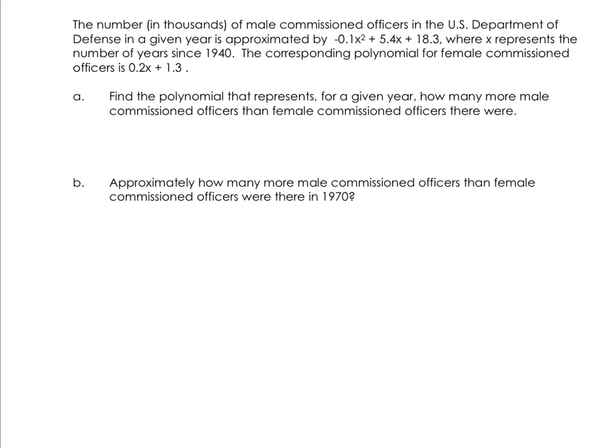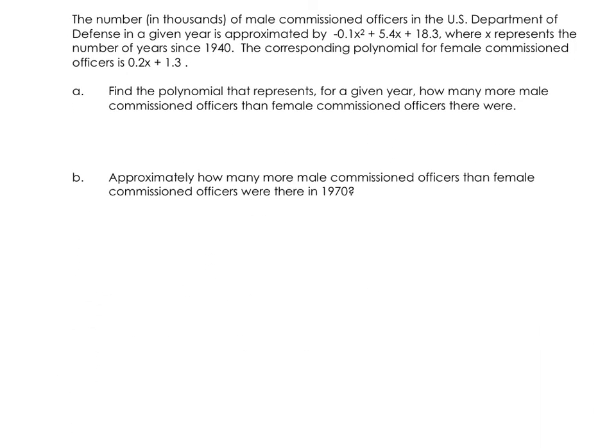The number in thousands of male commissioned officers in the U.S. Department of Defense in a given year is approximated by the polynomial negative 0.1x^2 plus 5.4x plus 18.3, where x represents the number of years since 1940. The corresponding polynomial for female commissioned officers is 0.2x plus 1.3. Find the polynomial that represents for a given year how many more male commissioned officers than female commissioned officers there were.